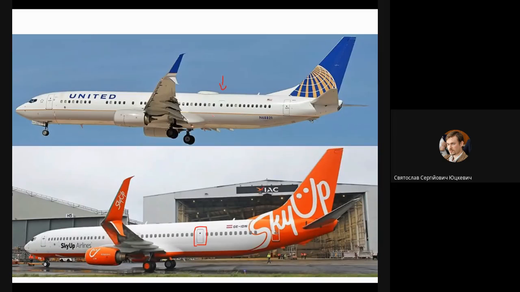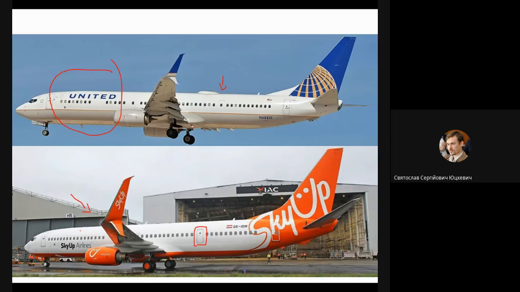Some of them will not be marked. What does it mean? It means that the configuration of the airplane layout will be different. In this case, it will be business class or first class presence that will decrease the density of passengers on board.